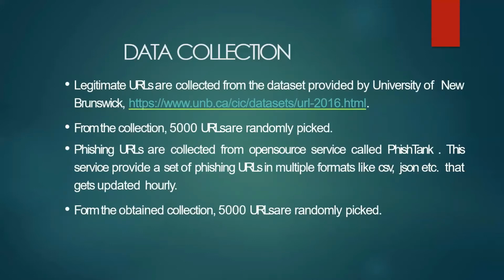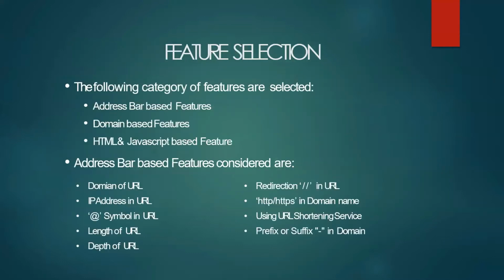So I have found them in an open data source provided by the University of New Brunswick. You can see the URL over there, and it has different types of phishing URLs, around 35,000 URLs. From that, I have picked only 5,000 URLs. Here we also have an open source service called PhishTank. This service provides a set of phishing URLs. And the next slide is feature selection.